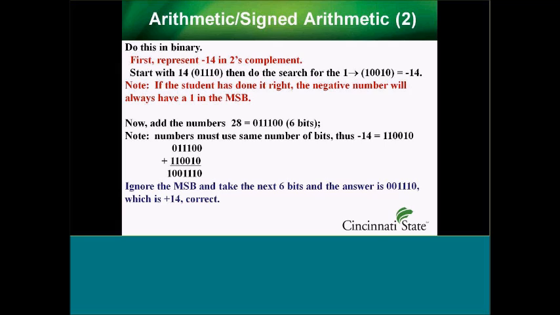I have to keep emphasizing over and over that when you're doing positive 14, you have to make sure you have enough bits that the most significant bit is a 0. So in this case, you have to use 5 bits. And so then they do it this way. Then always as a check, the students make sure they have a 1 in the most significant bit after they convert to negative.